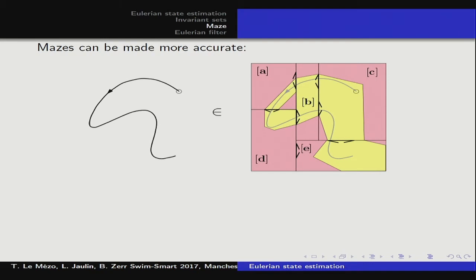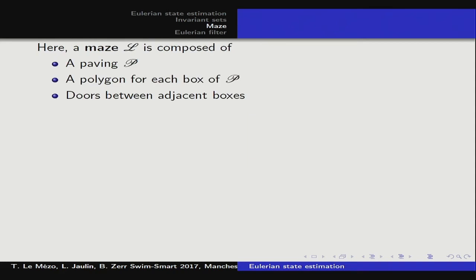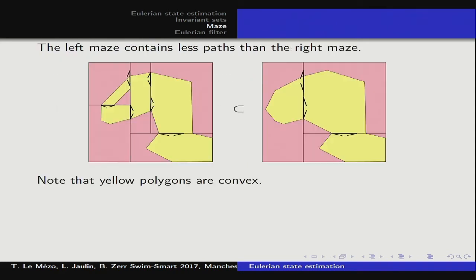Okay? If we have this structure, it can be seen as a set. It is a set of paths, but it is like intervals here. It means that if we have this structure, we can intersect, make the union, and so on. We have some kind of order relation, which means that this maze is included in this maze. This maze has more paths than this one.